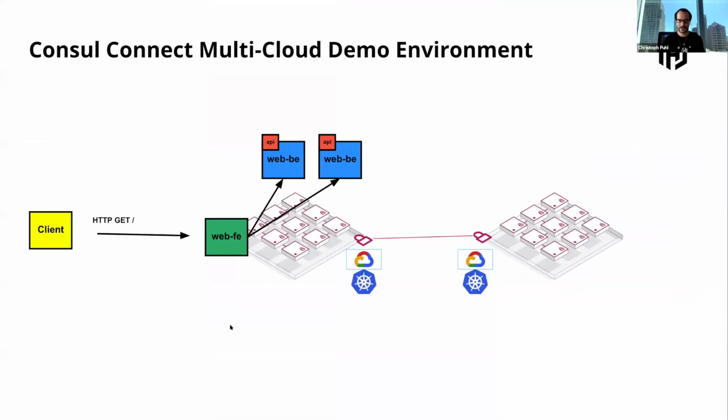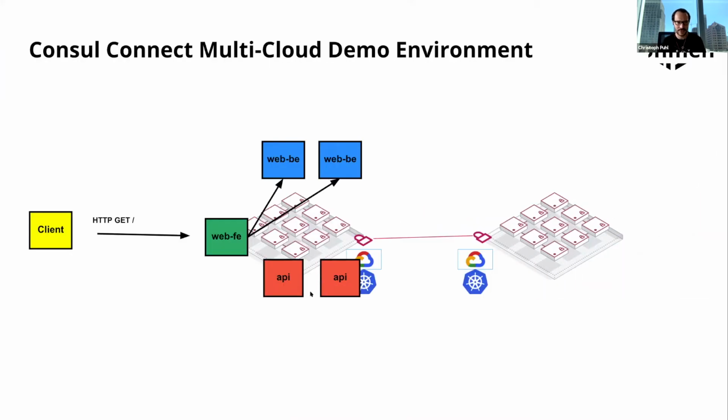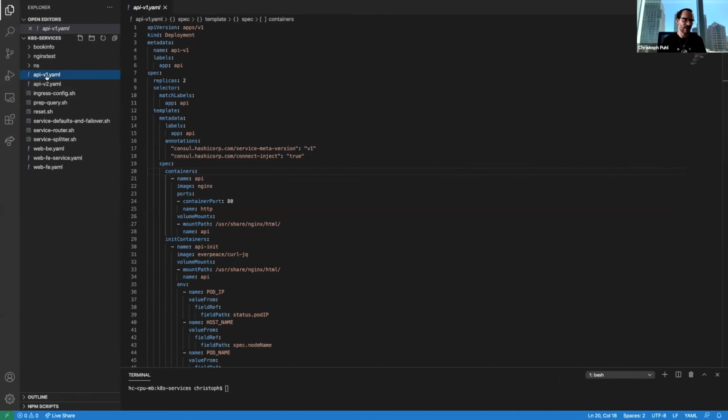So what I want to do now is deconstruct this monolithic application. I want to tear the API part out of my application. I want to run it as a separate instance. So let me quickly deploy this API container here. First of all, just to show you the deployment specification, it's pretty straightforward.